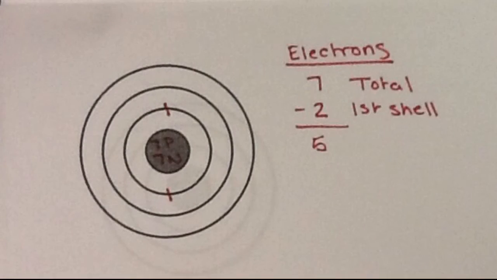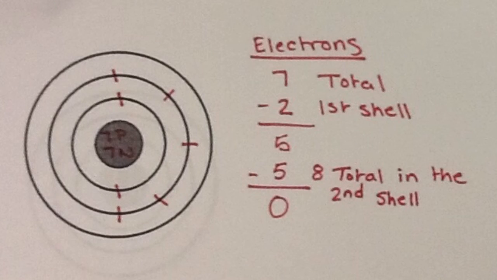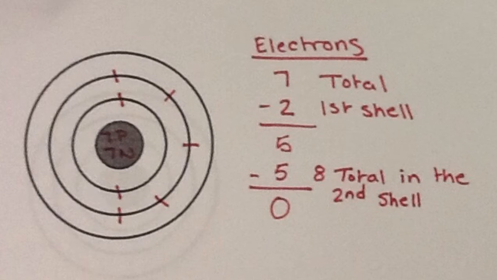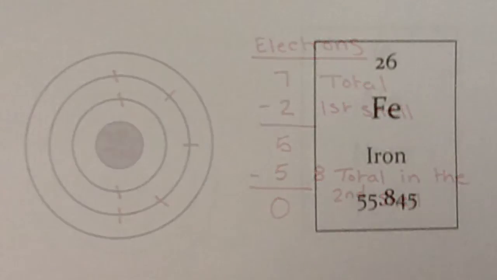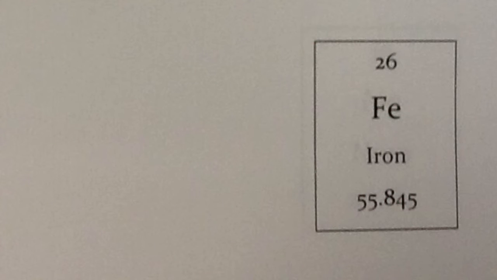Knowing that the first shell can hold 2 electrons, we subtract 2 from the total of 7, leaving us with 5 left. Then we take the remaining 5 electrons and place them in the second shell, knowing that the second shell around the nucleus of an atom can hold up to 8. Because we have 5 electrons in the outermost ring of the fluorine atom, we could say that the valence electrons for fluorine is 5. Next, let's take a look at the iron atom.